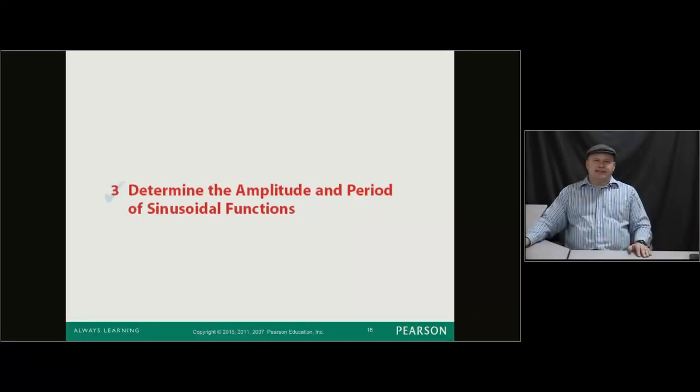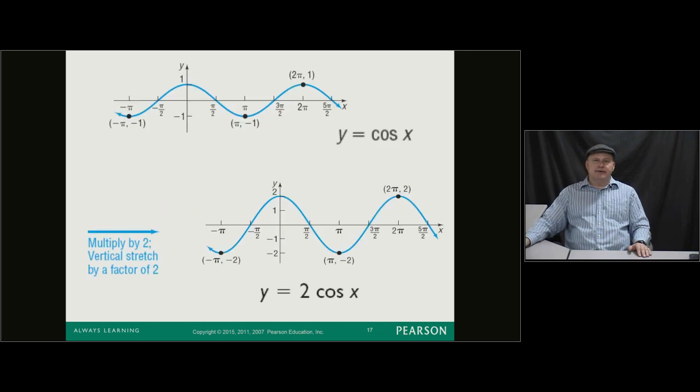Hello. In this discussion we're going to determine the amplitude and the period of sinusoidal functions in a more formal way. The last couple of discussions we have discussed the amplitude. I called it the stretch, but the stretch is the amplitude when you're dealing with sine and cosine functions. So let's look at a couple of graphs here.